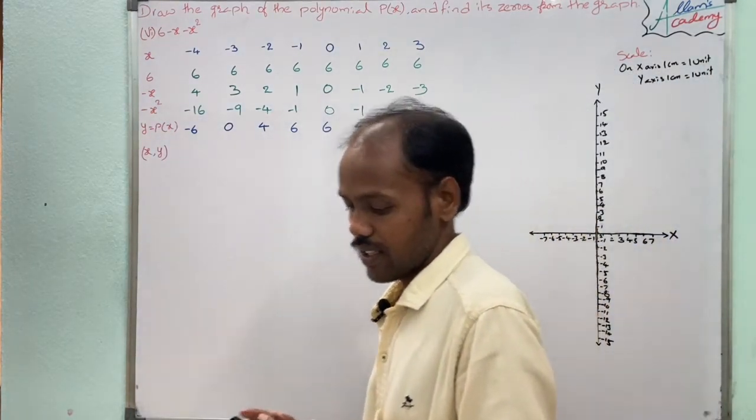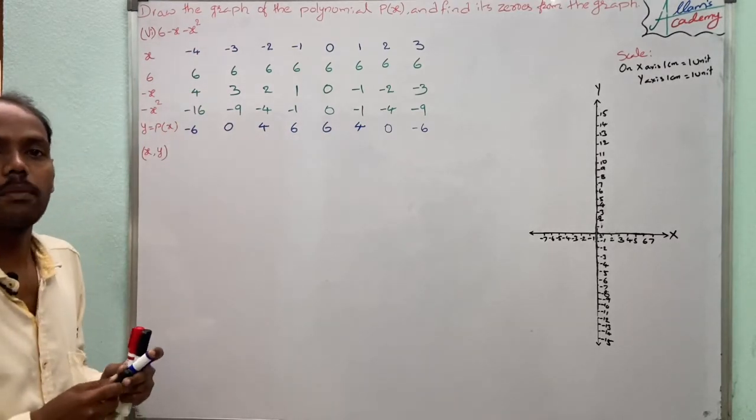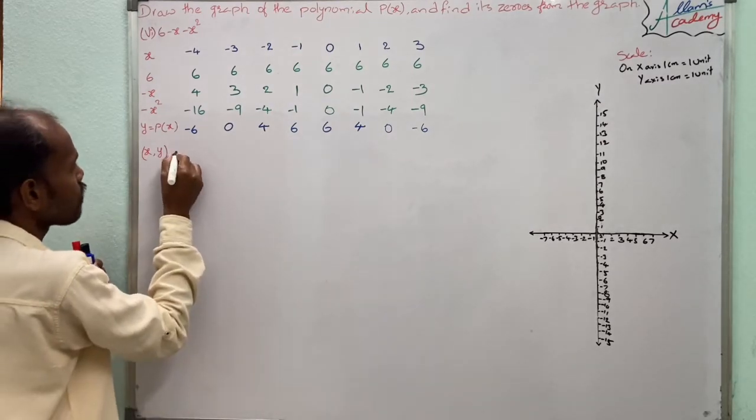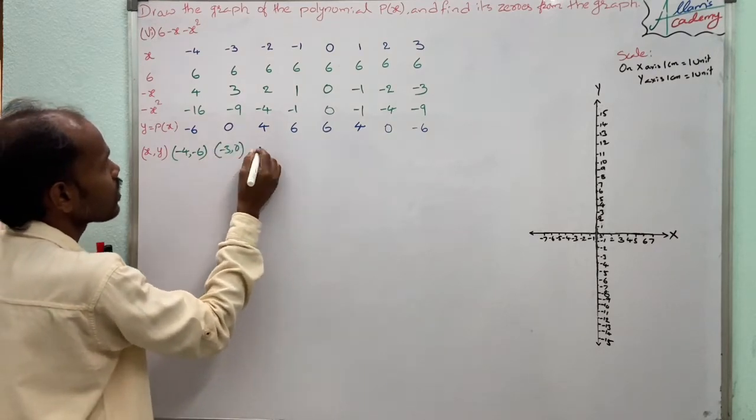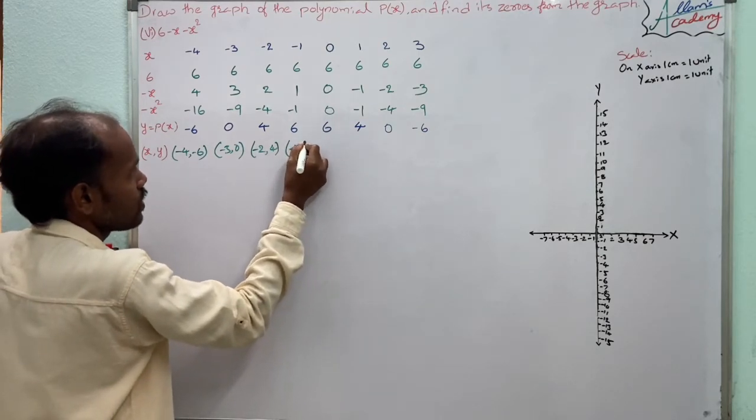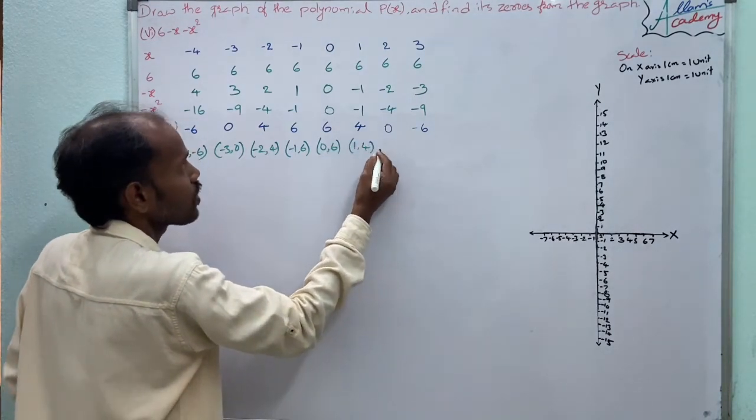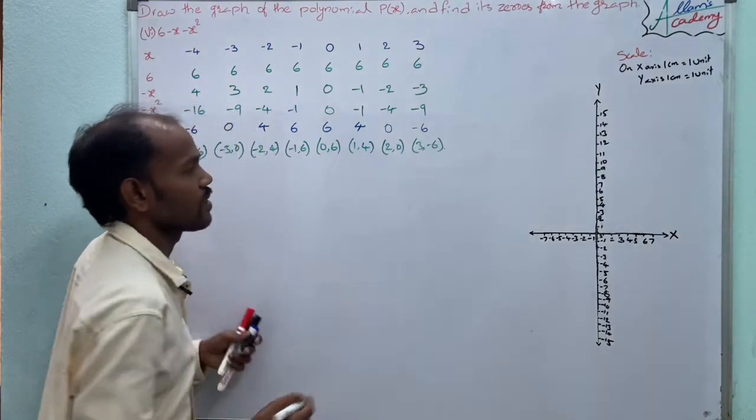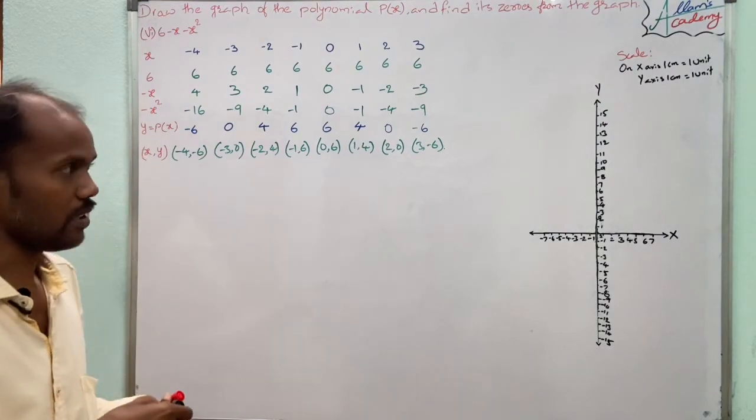Okay, so the points of this graph for the polynomial 6 minus x square are: minus 4 to minus 6, minus 3 to 0, minus 2 to 4, minus 1 to 6, 0 to 6, 1 to 4, 2 to 0, 3 to minus 6. These are the points. So now locating these points on the graph.